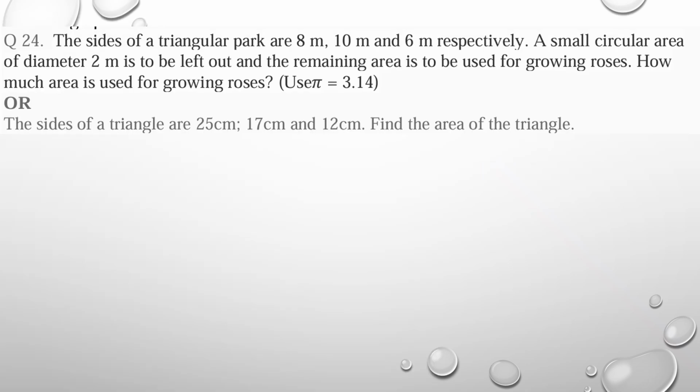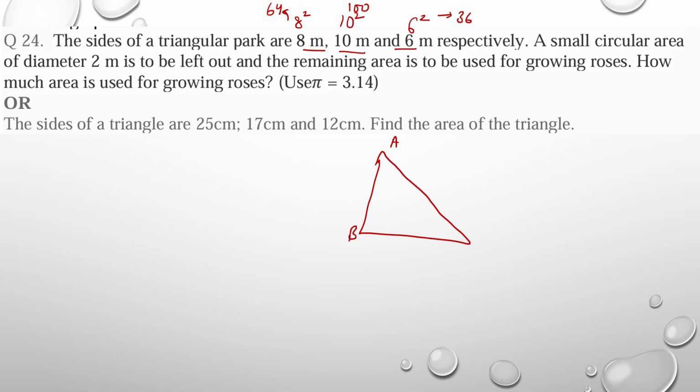Next, the sides of a triangular park are 8, 10 and 6. If you observe these numbers, these are a Pythagorean triplet. 8 square plus 6 square is equal to 10 square. 8 square is 64, 6 square is 36. If you add 64 and 36, that will be 100, which is 10 square. So we can say this is a right angled triangle. So I will draw it in that manner. A, B, C. Our longest side is the hypotenuse, so this is 10. The other two legs can be 8 and 6.